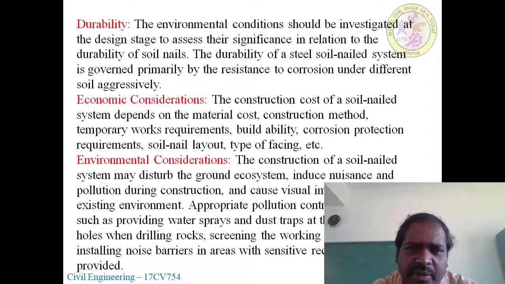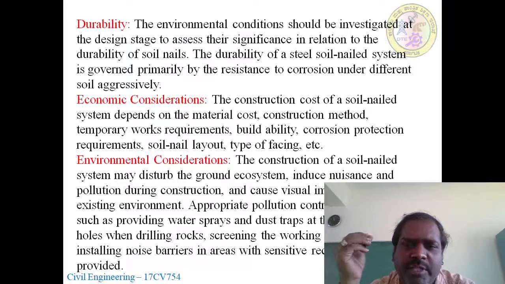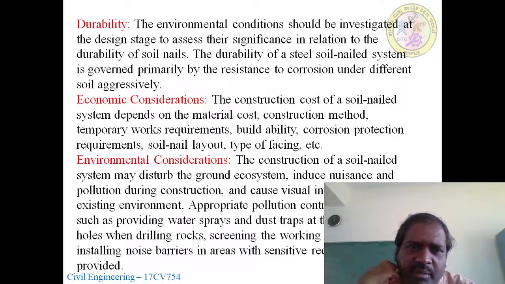And it will include temporary works. So what are the requirements? Buildability, corrosion protection requirements. Already what we have studied in durability, corrosion will occur when the soil is in contact with the reinforcement, because the soil has moisture content. So the corrosion protection requirement may add more cost. Then soil nail layout and type of facing.